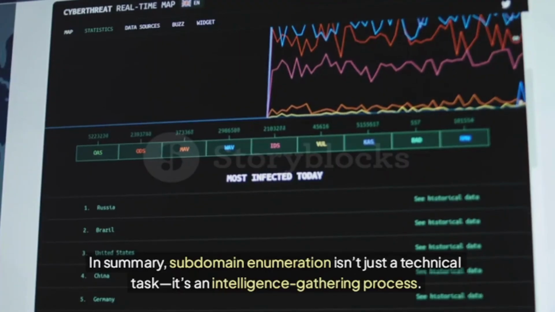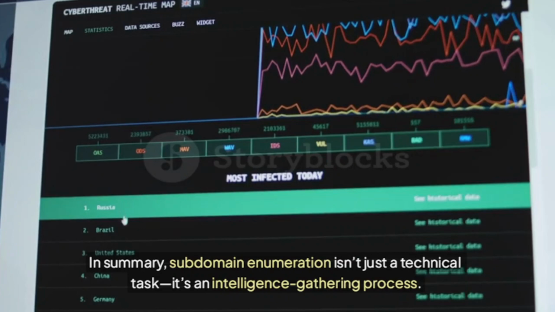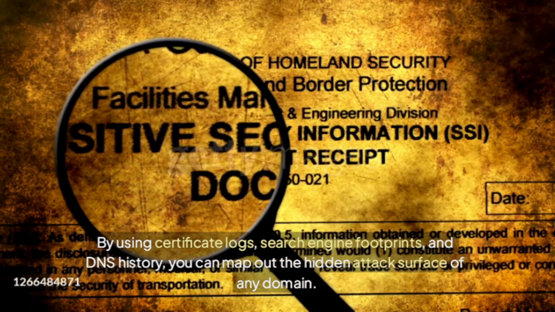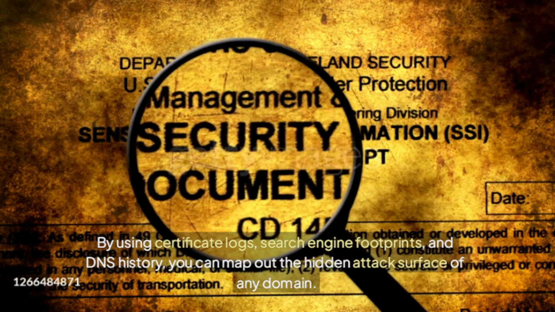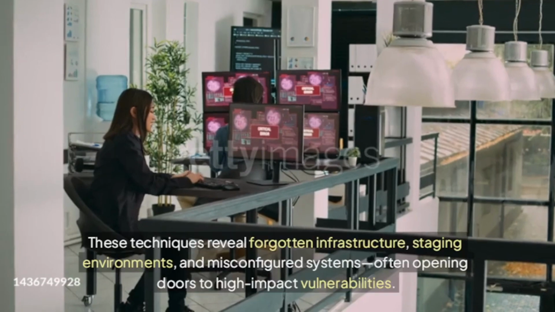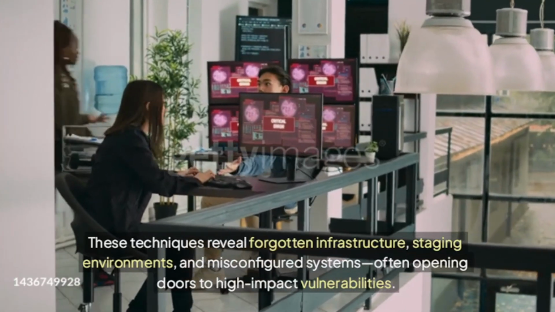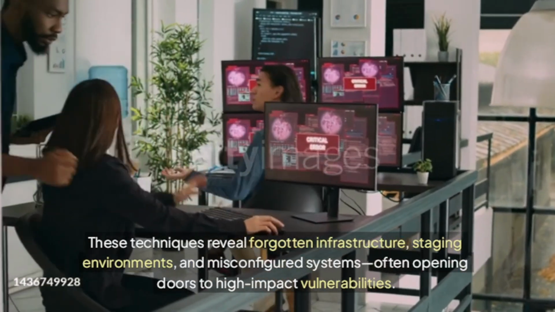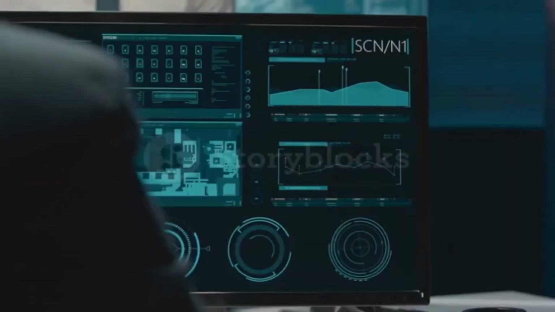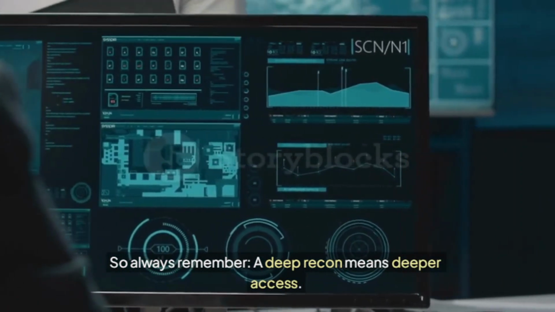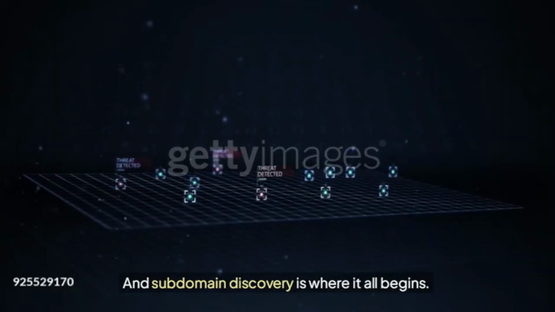In summary, subdomain enumeration isn't just a technical task, it's an intelligence gathering process. By using certificate logs, search engine footprints, and DNS history, you can map out the hidden attack surface of any domain. These techniques reveal forgotten infrastructure, staging environments, and misconfigured systems, often opening doors to high-impact vulnerabilities. So always remember, a deep recon means deeper access, and subdomain discovery is where it all begins.